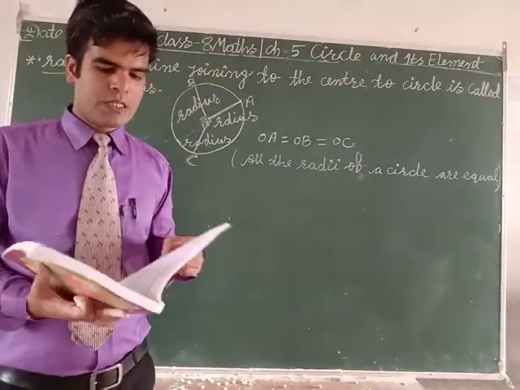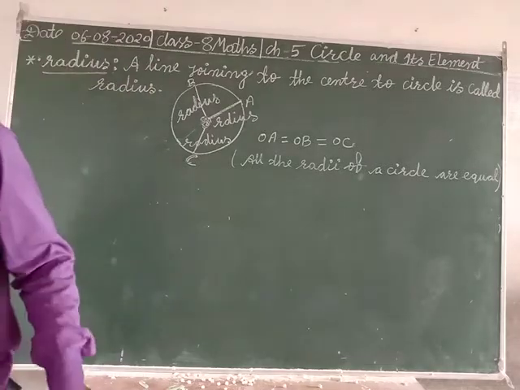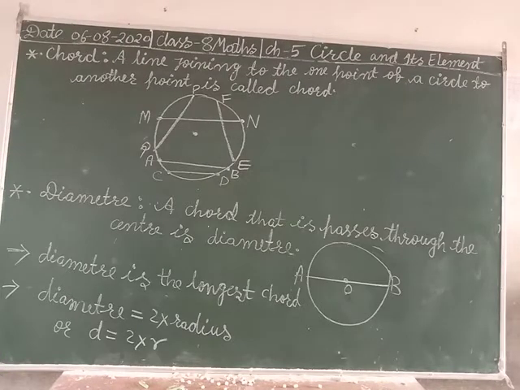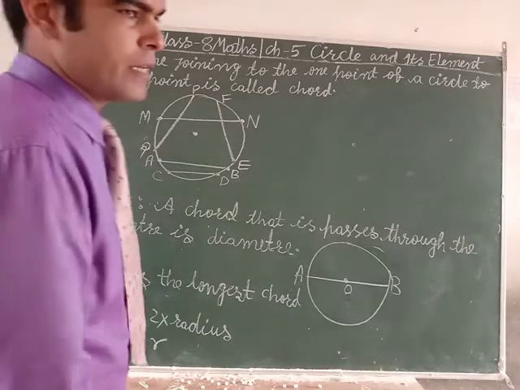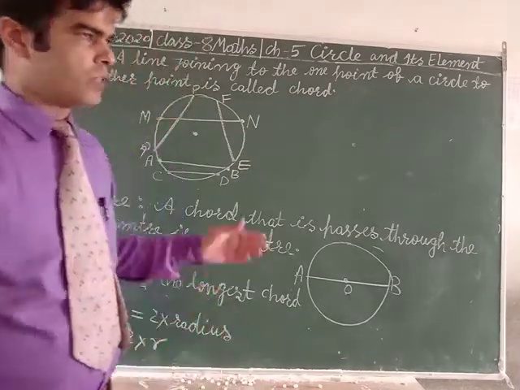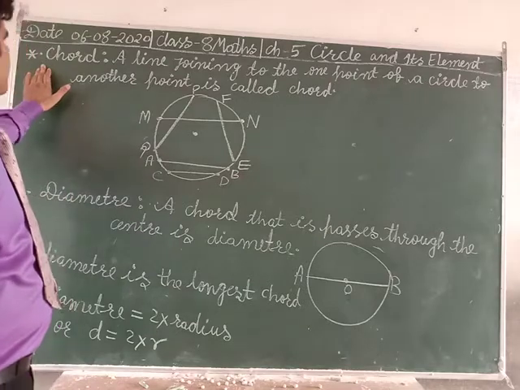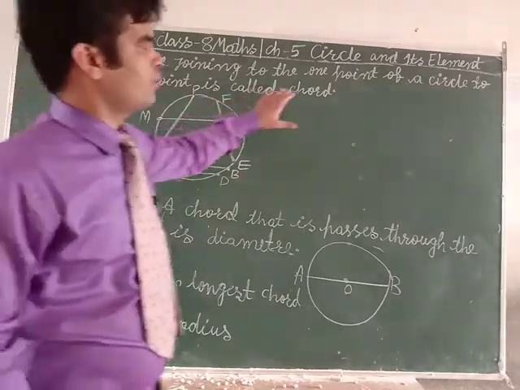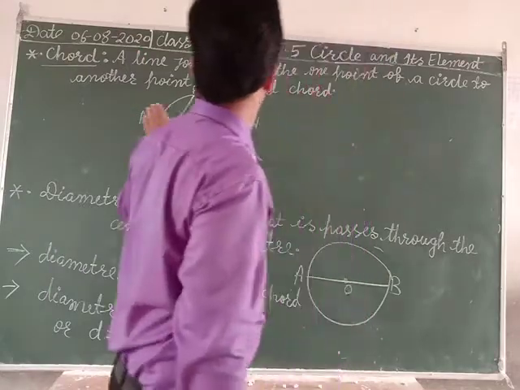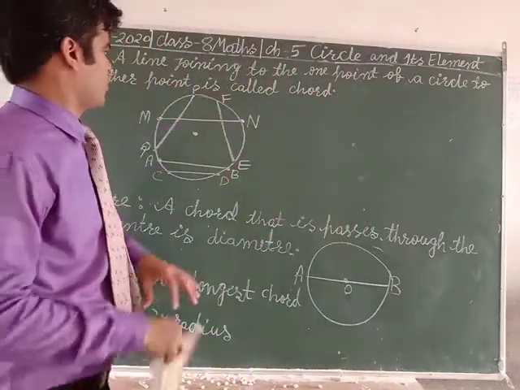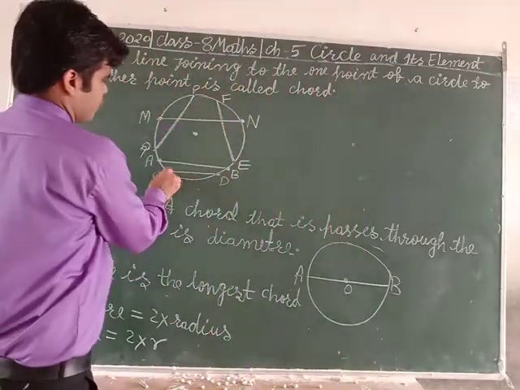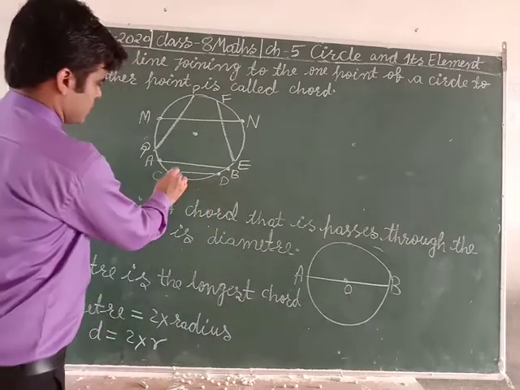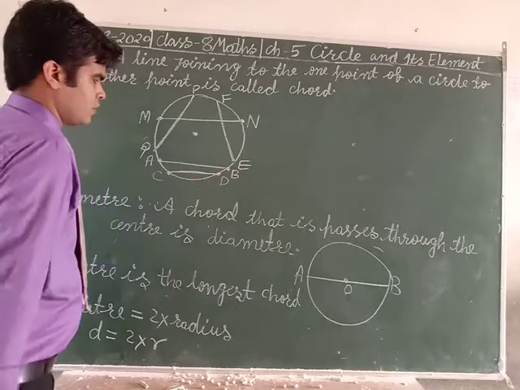Okay students, now we will discuss some more elements. Let's see some other elements of the circle. First, here I have written chord. What is a chord? A line joining one point of a circle to another point is called a chord. Suppose see here, this is one point on the circle and this is another point on the circle. So this line joined together. So this is a chord.